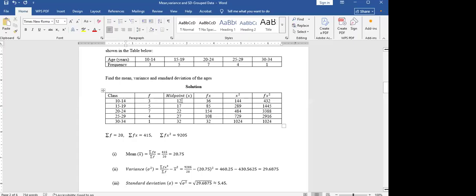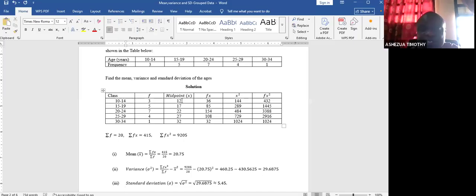Are you still having issue? No, I'm picking it up now. Immediately when I make some of this explanation, you write it down. How do you get midpoint? It is 10 plus 14 divided by 2, you have 12. If you come to the last one here, 30 plus 34 is 64. Divided by 2, you have 32.